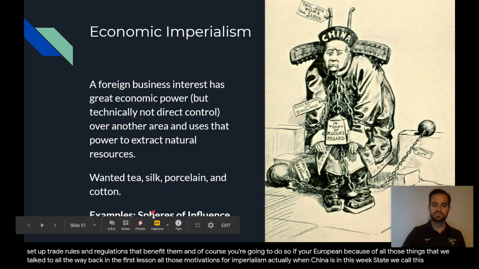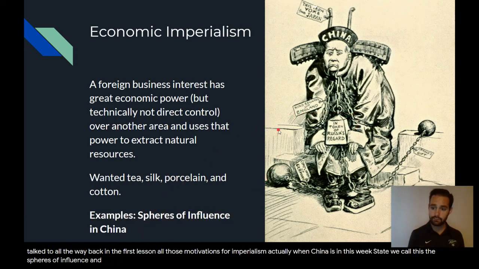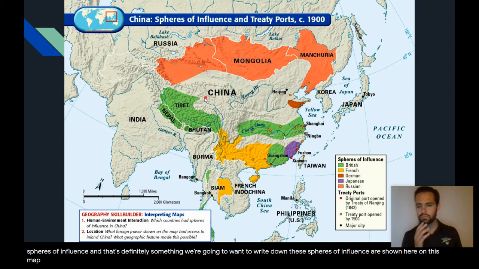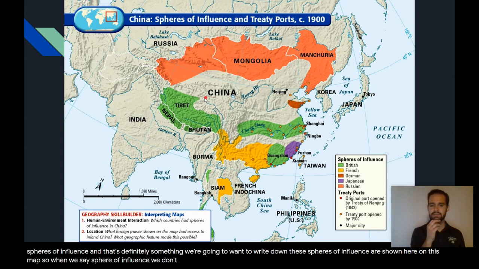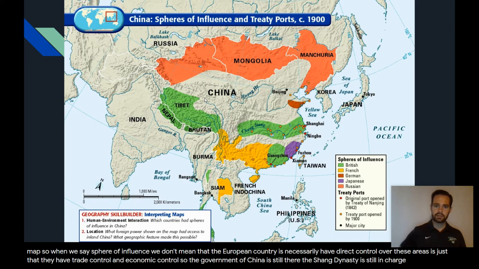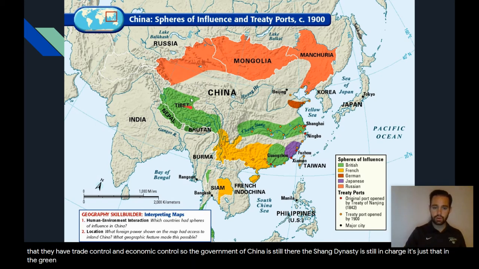We call this the spheres of influence, and that's definitely something we're going to want to write down. These spheres of influence are shown here on this map. So when we say sphere of influence, we don't mean that the European countries necessarily have direct control over these areas. It's just that they have trade control and economic control. So the government of China is still there. The Qing dynasty is still in charge. It's just that in the green area here, the British get to make all the rules when it comes to trade. And obviously, the British are going to make rules that benefit them.